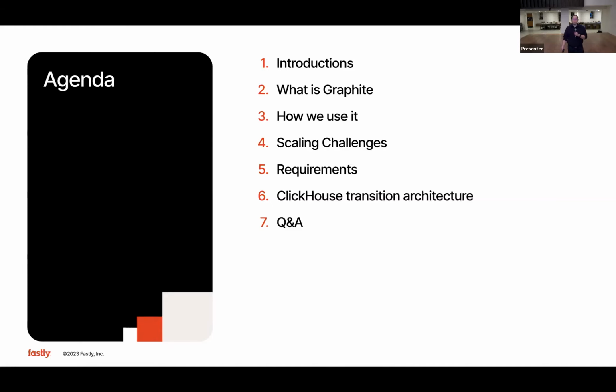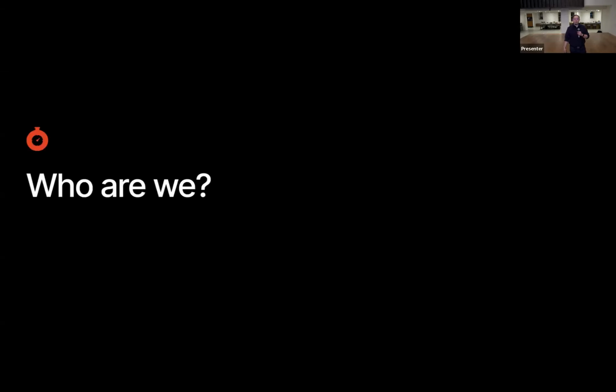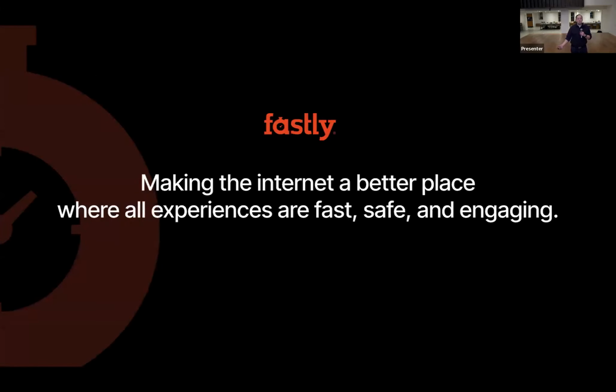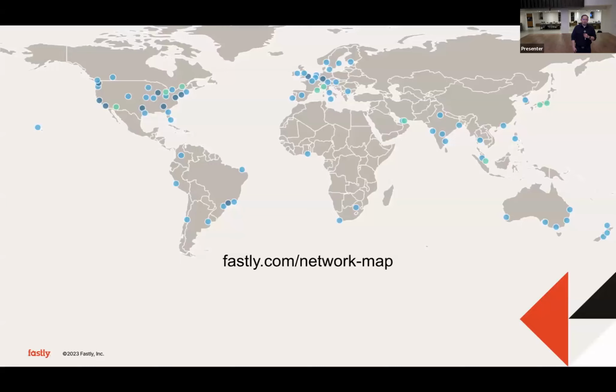But for those of you who aren't familiar, who are we? Who is Fastly? In case you haven't heard, we're making the internet a better place, where all experiences are fast, safe, and engaging. That's our goal. We're an edge compute platform. We run in hundreds of physical locations across the world. Go check us out on our Fastly network map. You can see all the locations that we're connected at.